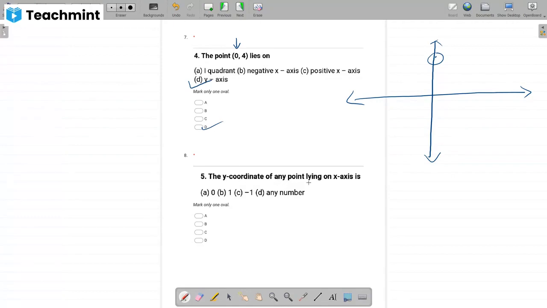The y coordinate of any point lying on x-axis. Just now I said that the x coordinate on y-axis is 0 and y coordinate on x-axis is 0. So y coordinate here on x-axis, if you measure the perpendicular distance, then it is 0 because the point is here. If suppose the point is here, then we can measure the distance, but the point is on x-axis, so the distance of this point from x-axis is 0. Okay, so the correct option is A, 0.